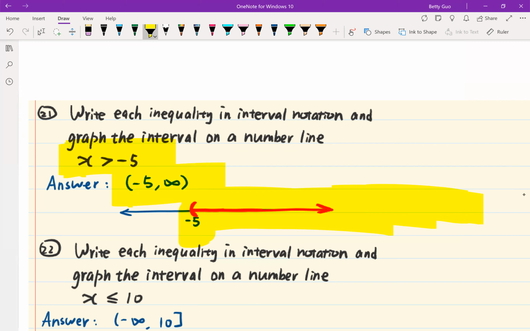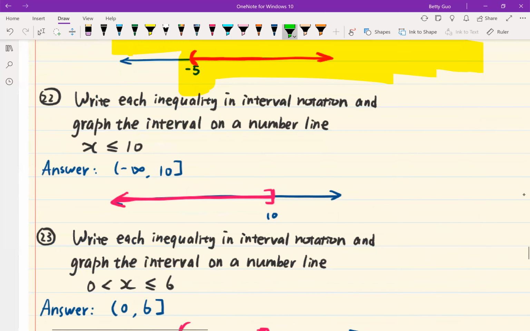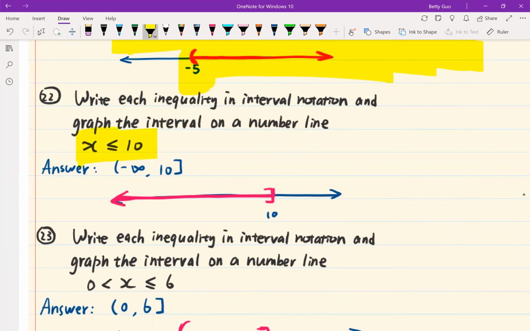Left-hand side, left endpoint, we use a parenthesis because the inequality is open, because negative 5 is not a part of the solution. Parentheses frame infinity as well. So this is an open interval. Number 22, x is less than or equal to 10. So we go to the left. At 10, we have a bracket because 10 is inside the interval. So the interval is negative infinity, comma 10, left open, right closed.